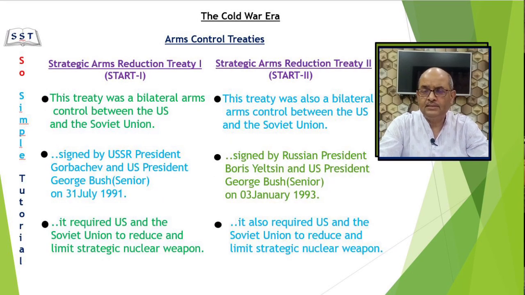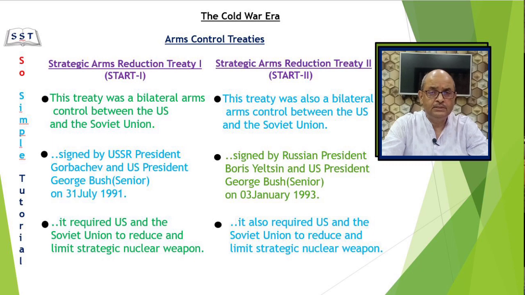The next is the START Treaty. The START Treaty seemed to end the Cold War between the two superpowers. START 1, Strategic Arms Reduction Treaty 1. This treaty was a bilateral arms control agreement between the US and the Soviet Union. It was signed in July 1991.